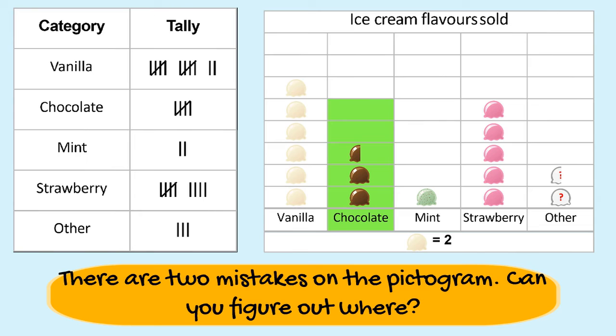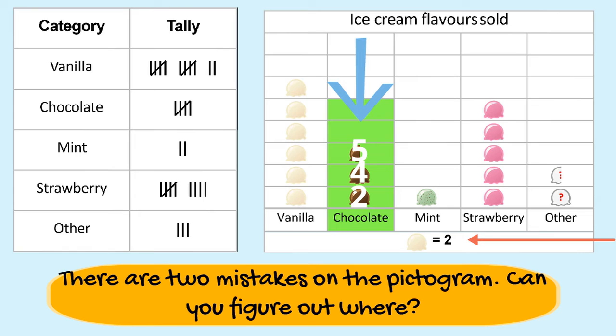Okay, so our first mistake was in the chocolate column of the pictogram. The scale says each symbol is worth 2, but I drew 5 chocolate blobs. That would be equal to 10 chocolates on the tally, so that's incorrect. Instead, it should be like this. 2, 4.5 brings me up to 5 votes.